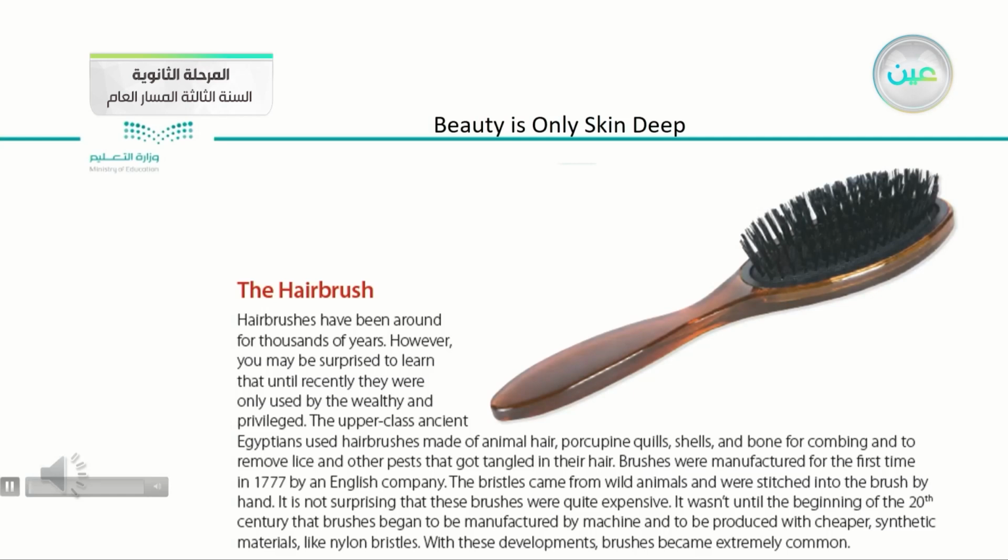Unit 3. Beauty is only skin deep. Pages 34 and 35. 1. Listen and discuss. The hairbrush. Hairbrushes have been around for thousands of years. However, you may be surprised to learn that until recently they were only used by the wealthy and privileged. The upper-class ancient Egyptians used hairbrushes made of animal hair, porcupine quills, shells, and bone for combing and to remove lice and other pests that got tangled in their hair.